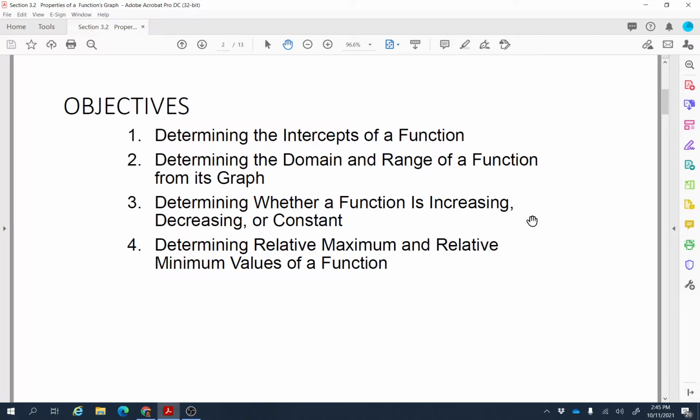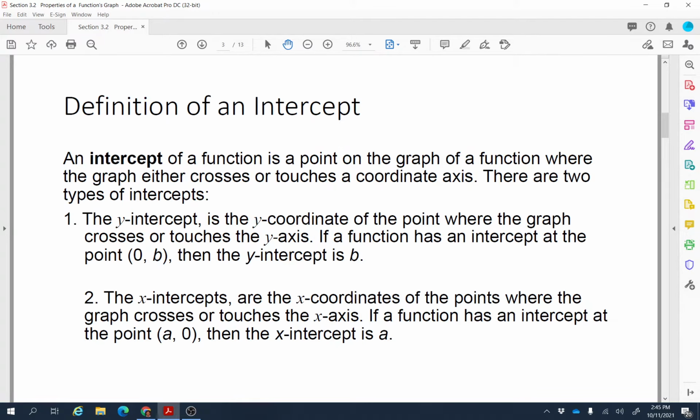So first of all, we're going to find out the intercepts, x-intercepts and y-intercept, and by looking at the graph we're going to find out the domain and range of that graph. And then just by looking at the graph we need to find out whether that graph is increasing, decreasing, or constant, and eventually we're going to find out a relative maximum and relative minimum value of a function using the graph.